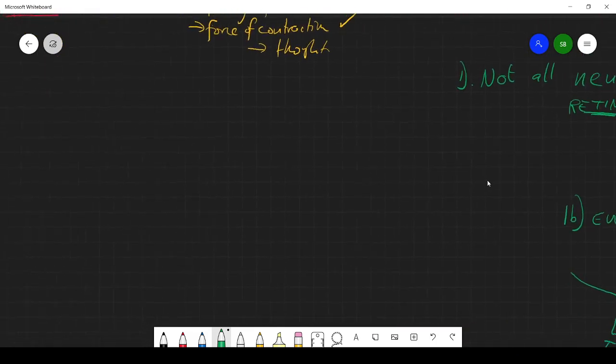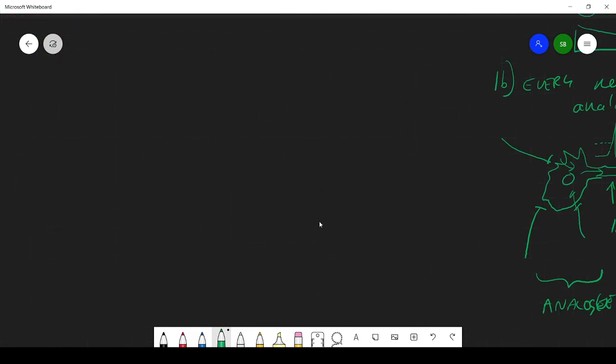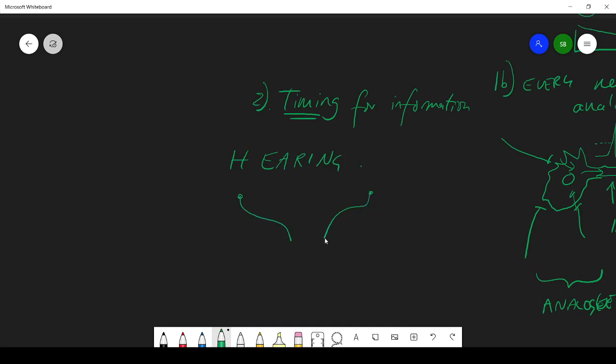The other thing is that, point number 2, is timing can also be used for information. The exact time at which a spike arrives can contain information. And this is often used in hearing to locate where a sound comes from. So what you do is you have a neuron coming from the left ear and a neuron coming from the right ear.